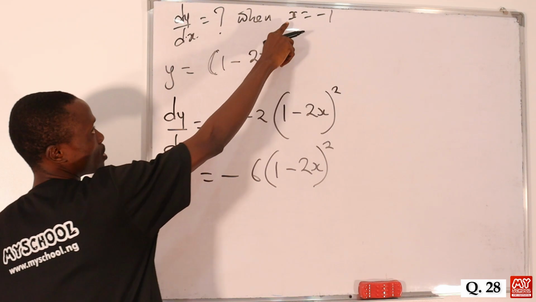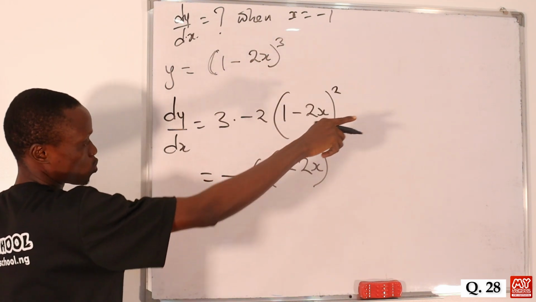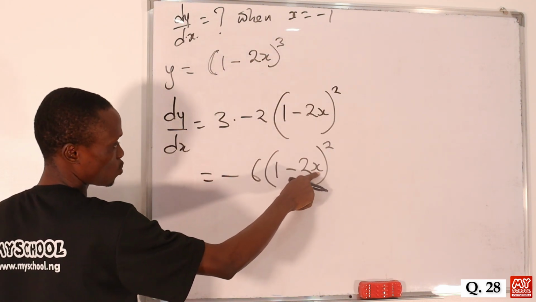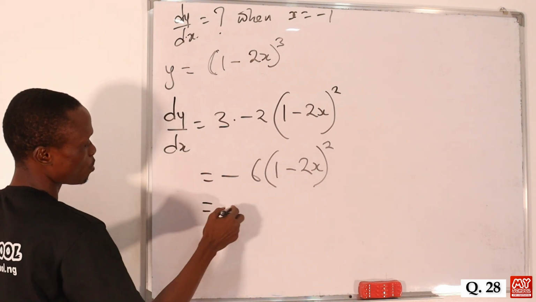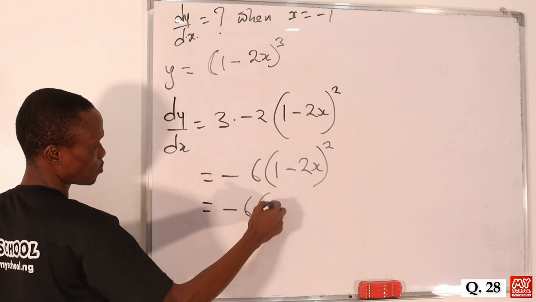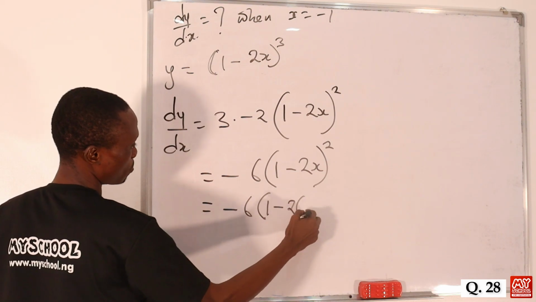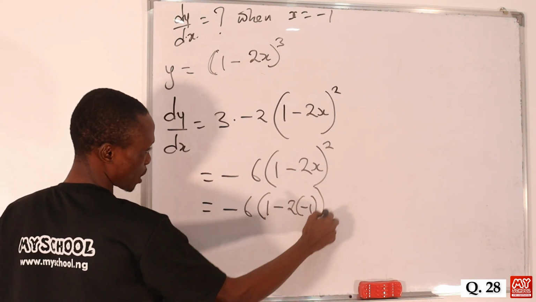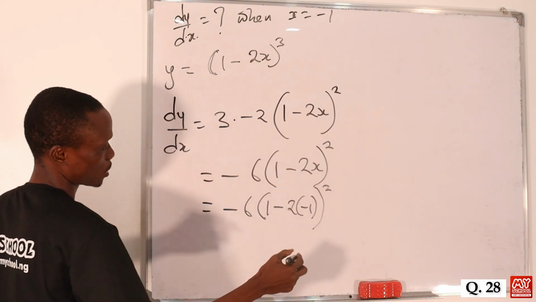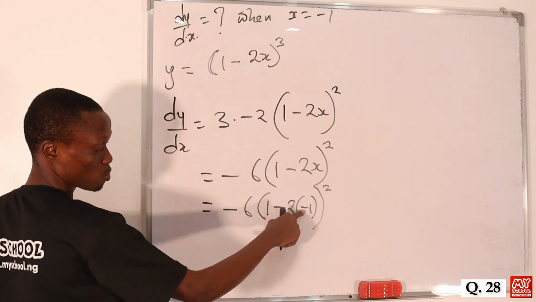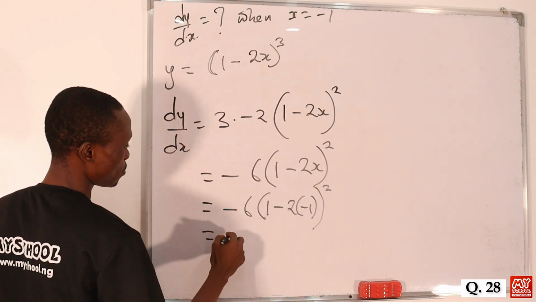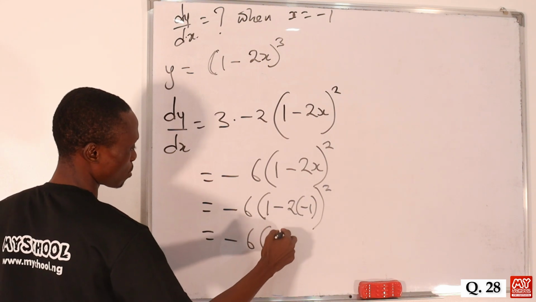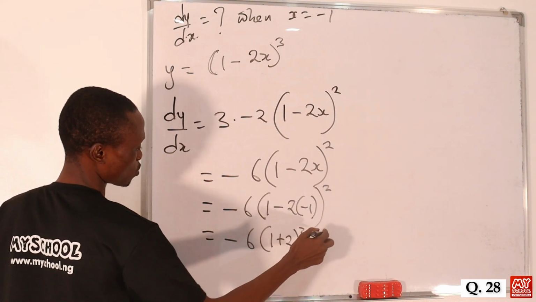But we are asked to take x to be equal to minus 1. So this x, we are going to replace it with minus 1. Here we'll be having minus 6 (1 minus 2(minus 1)) raised to power 2. Remember that minus times minus is going to be plus. So we'll be having minus 6 (1 plus 2) raised to power 2.